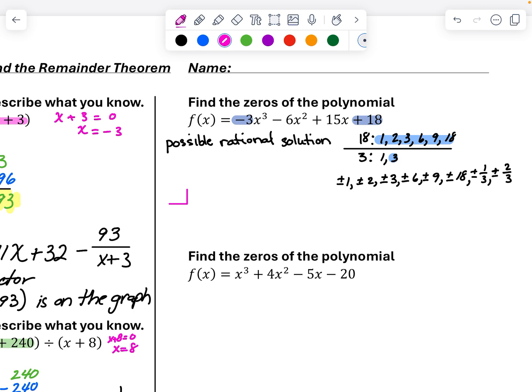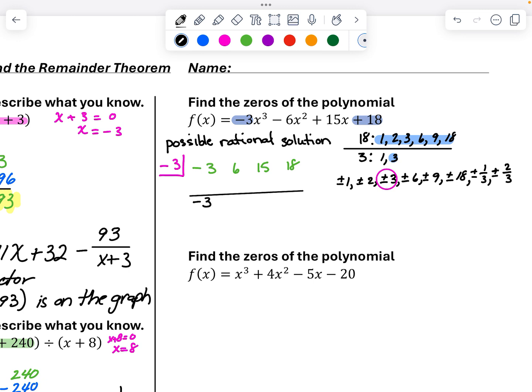So I'm going to put negative 3 in my box. I don't like where my box is. Let's go here. We're going to put negative 3 in the box. We're going to put the coefficients of the number, which is negative 3, 6, 15, and 18. I'm going to put my equals bar. I'm going to bring my first number straight down.